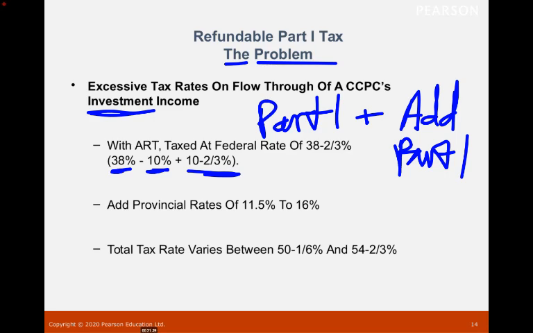And then you add your provincial tax rates on the same sort of income, which is going to have a range different in every province, from 11.5% to 16% as of 2019. So now you're talking about 50% to 54%. That's a pretty high tax rate on that investment income.